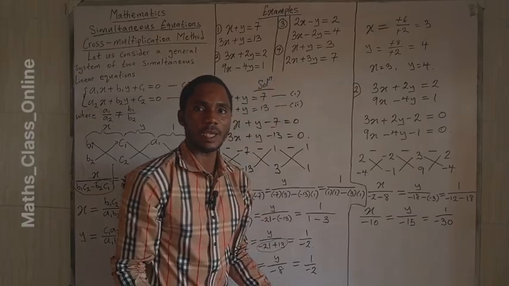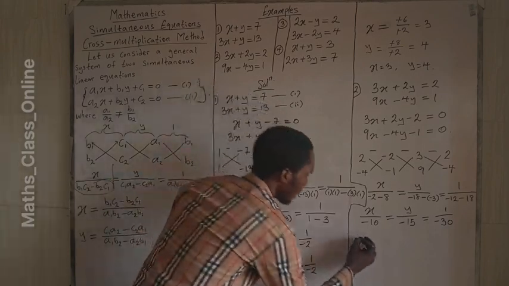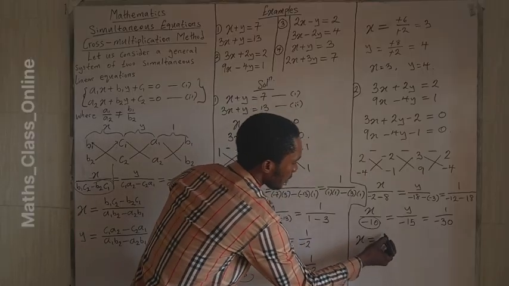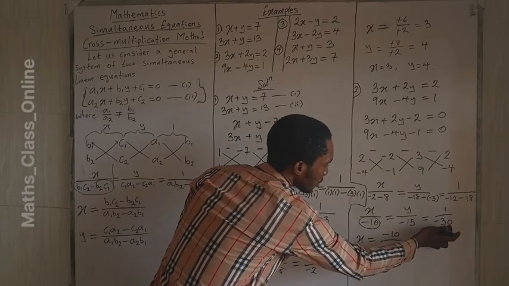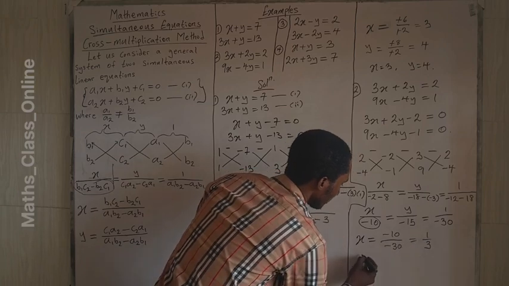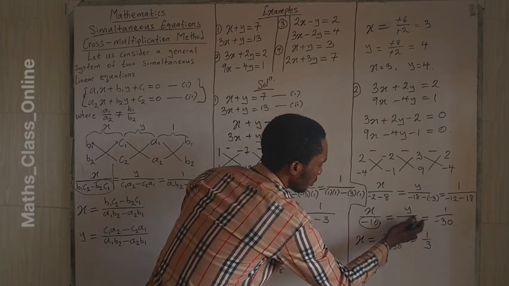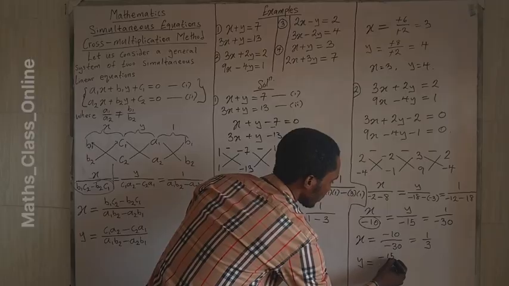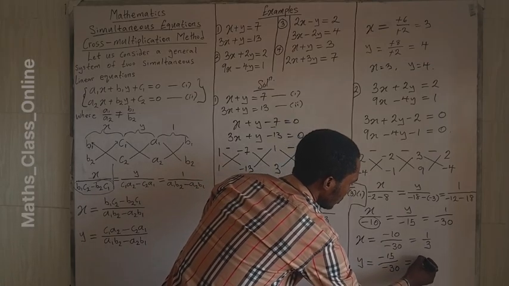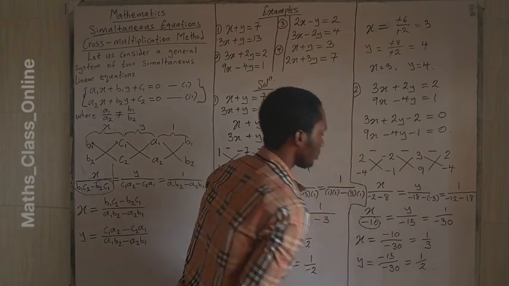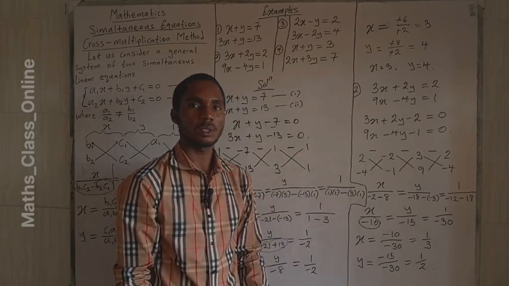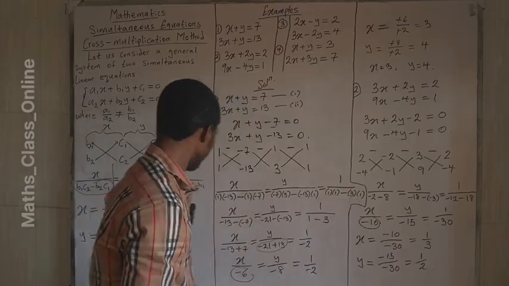Now, what will be the value of x and what will be the value of y? X is equals to, what do we have here? Minus 10 over, what do we have here? Minus 30. This is equals to 1 over 3. And y is equals to, what do we have here? Minus 15 over minus 30. And that is equals to 1 over 2. The value of x is 1 over 3 and the value of y is 1 over 2. The next example.